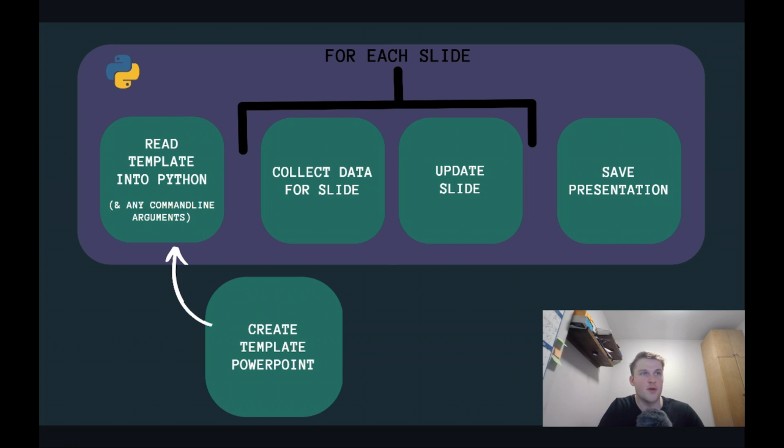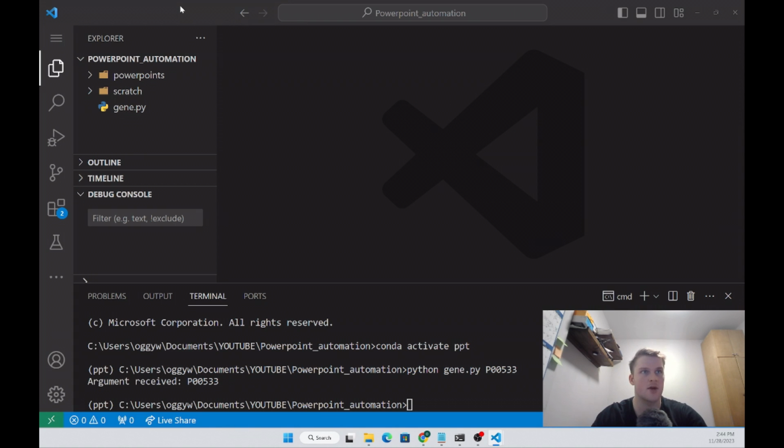Alright, I'm now going to show you the basics of this pptx library, and how you can read in presentations and do some basic commands. Okay, so I'm back in VS Code now, and the first thing you want to do is install the pptx library. I've already installed it, but you would just do pip install pptx like that.